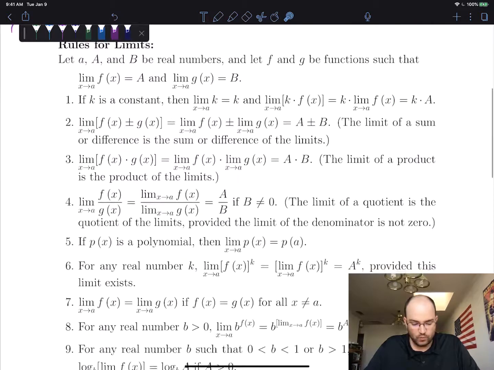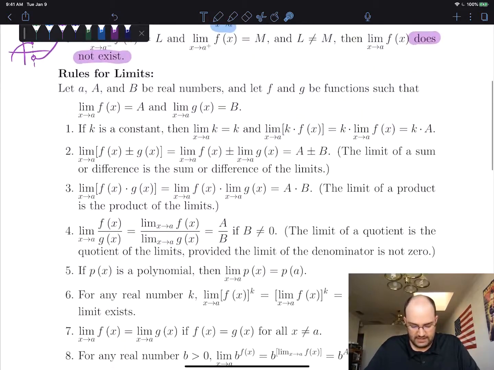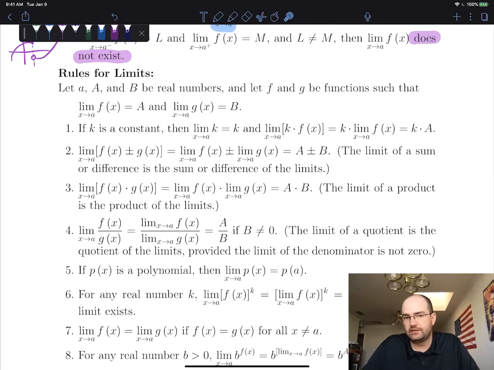Next, we want to look at some rules for limits. There are a lot of them, and I'll be honest with you, it's really not that difficult once you understand that really what this is saying is that if you can take the limit by just plugging in the function value, or plugging in the value that you see for x, then that's all it is, really. That pretty much covers all of this.